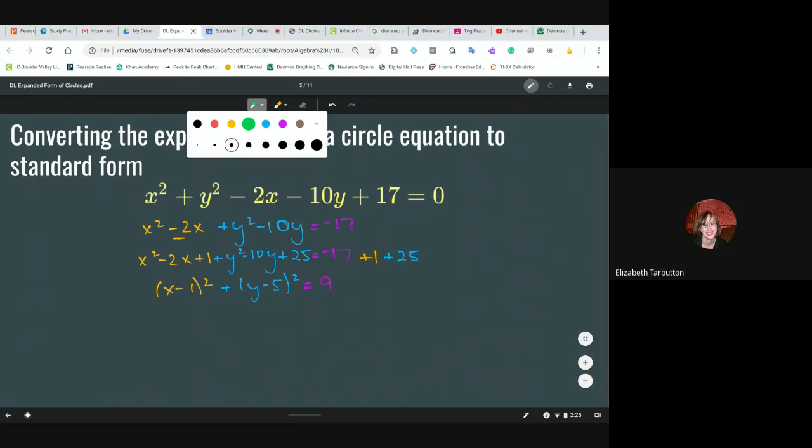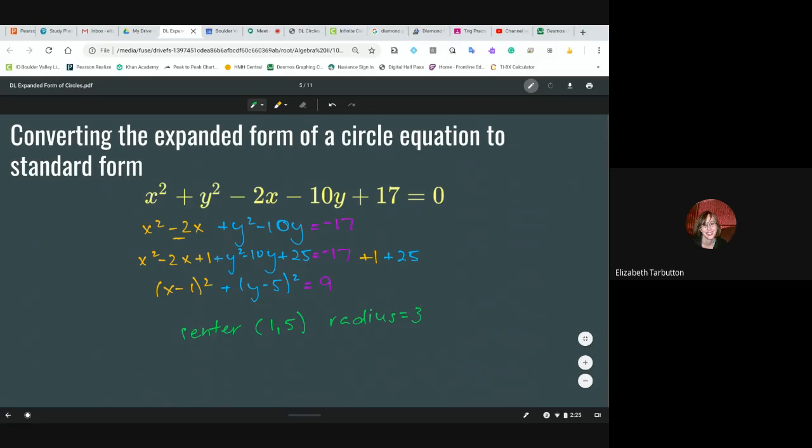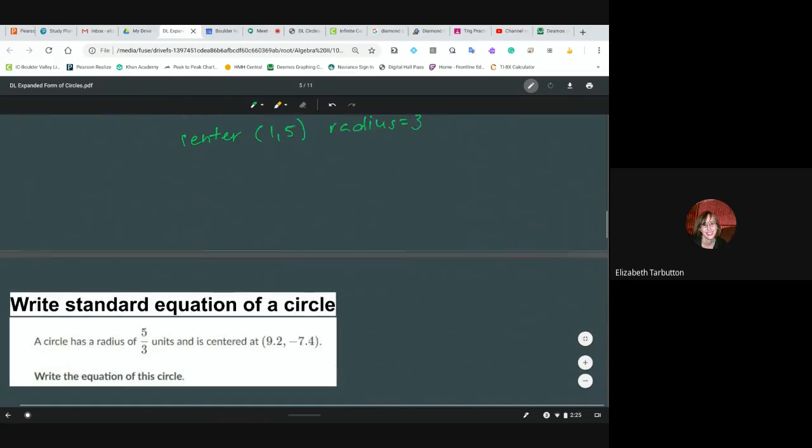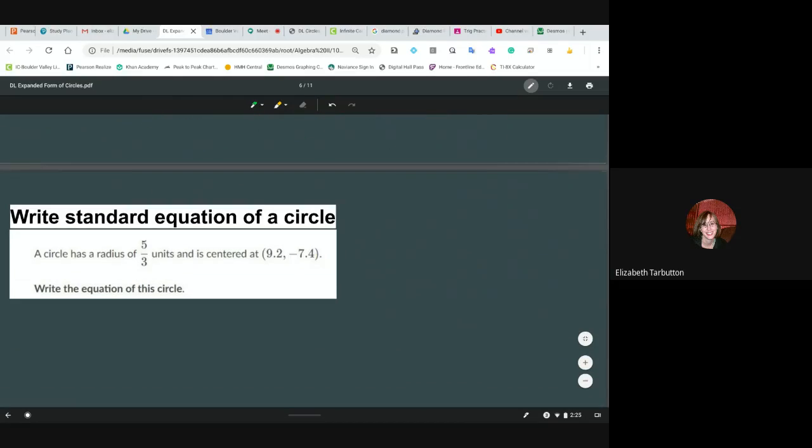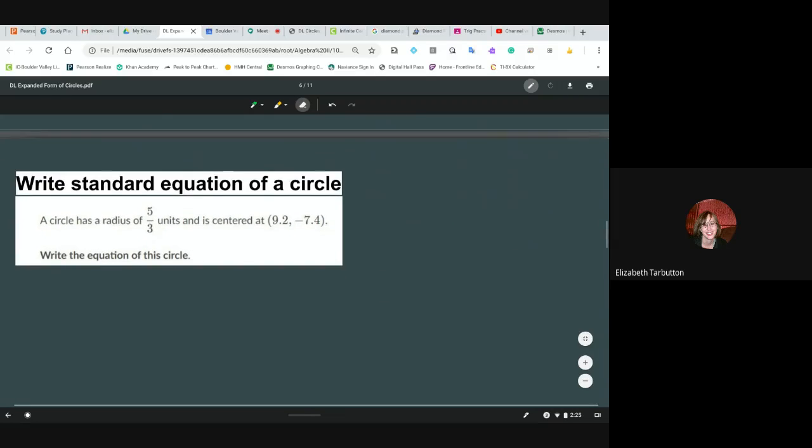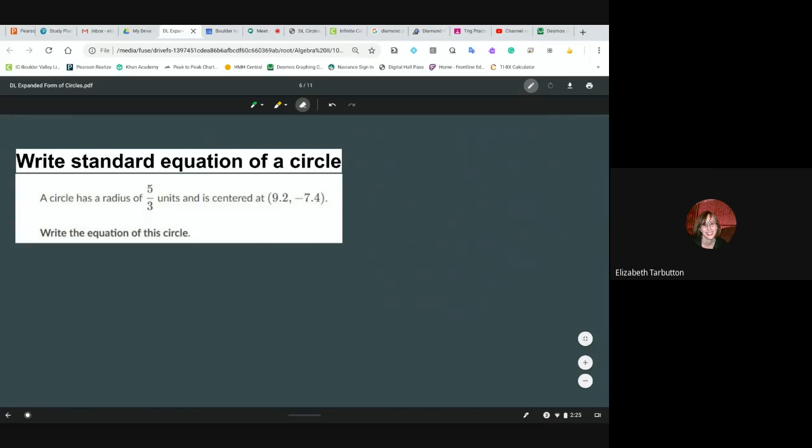The center of my circle is going to be 1, 5, and the radius for my circle is going to be 3. And so we can utilize that information on one of your Khan Academy practices. And we can just kind of remember, we can write the standard equation of a circle.